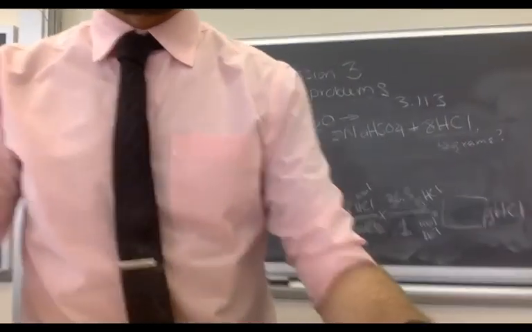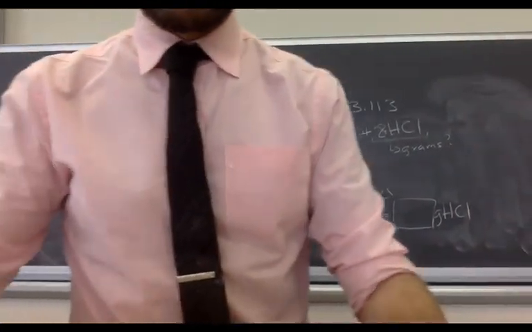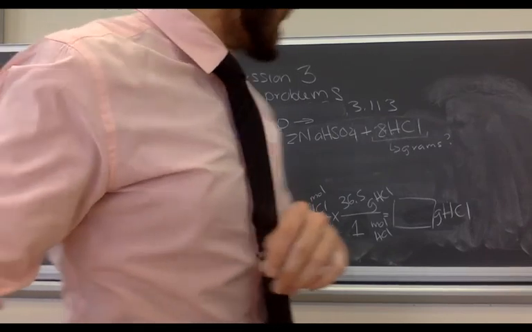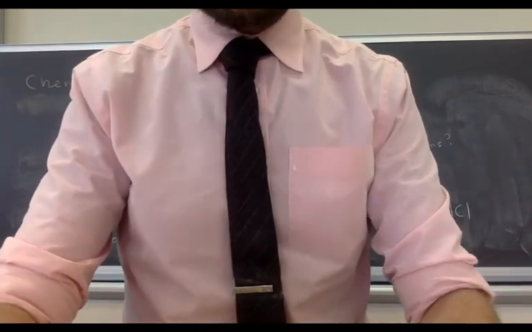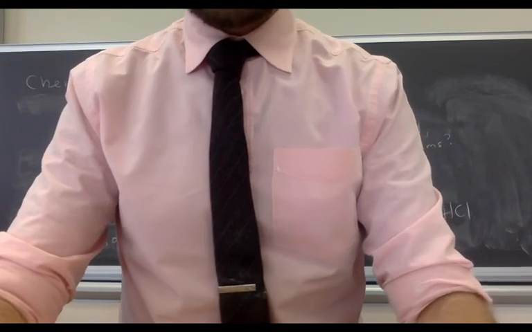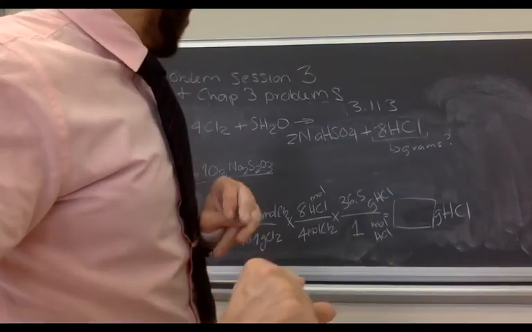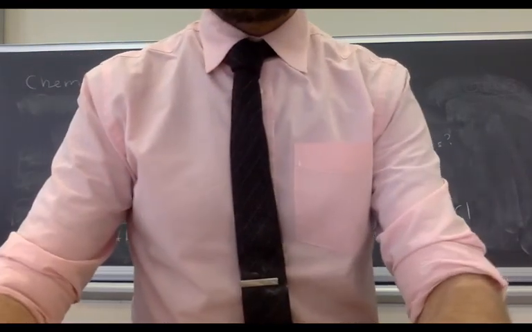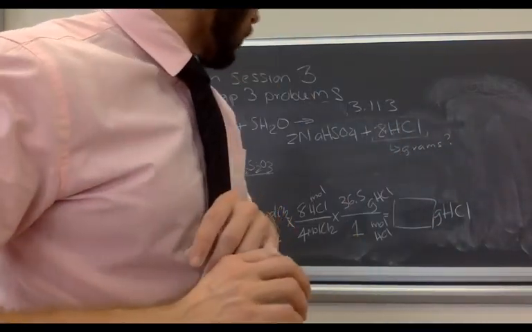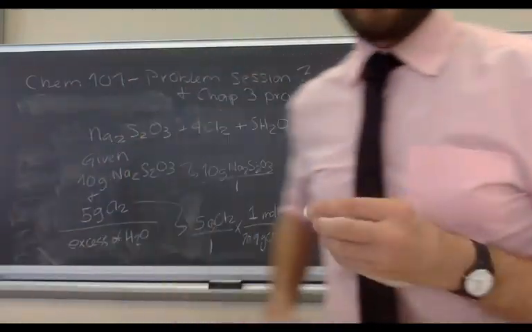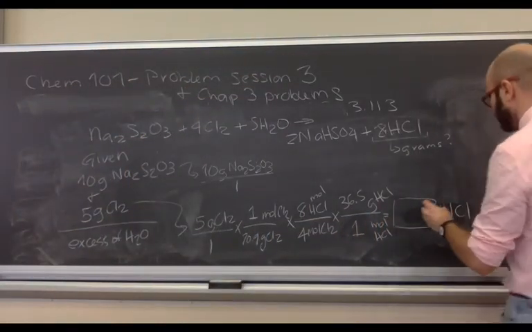Let's do that before my laptop dies on us. We have 5 times 8 times 36.5, all in parentheses, divided by 70.9 times 4, and that's it. And I get out 5.15.